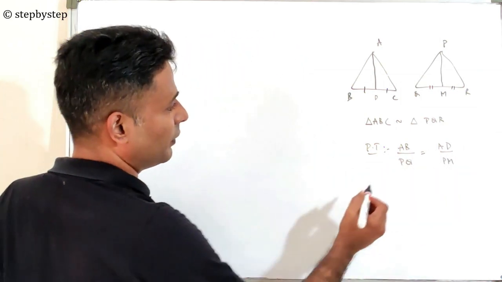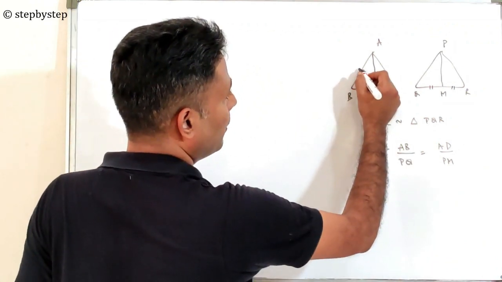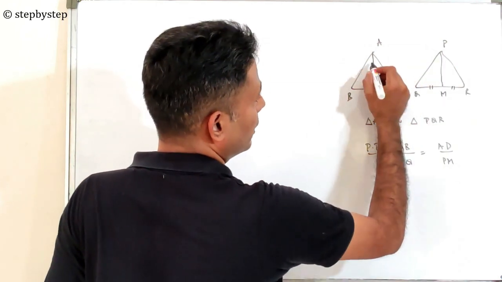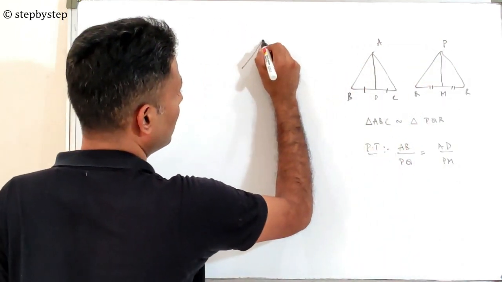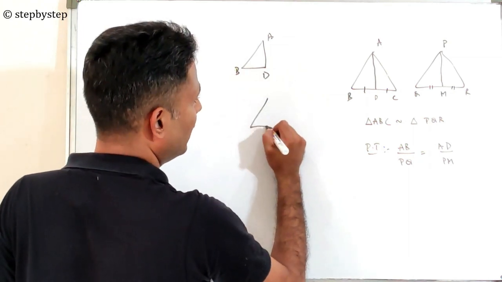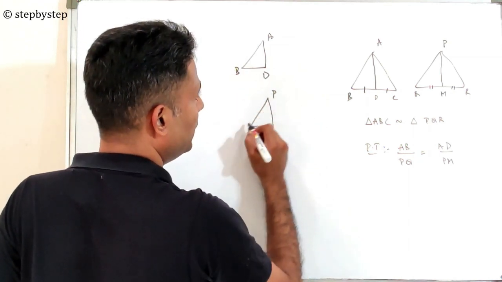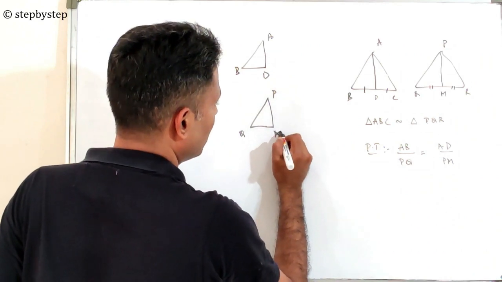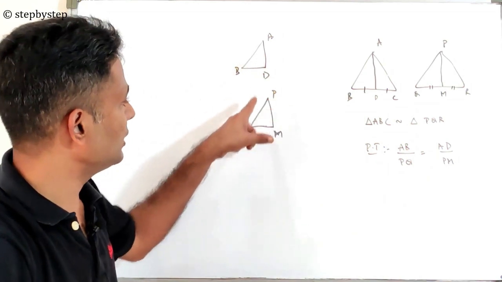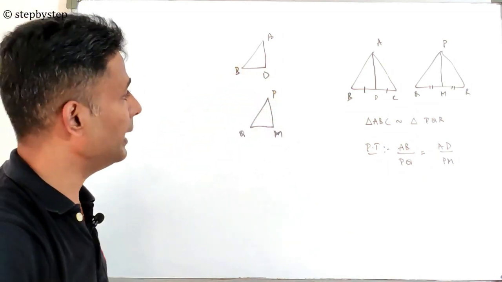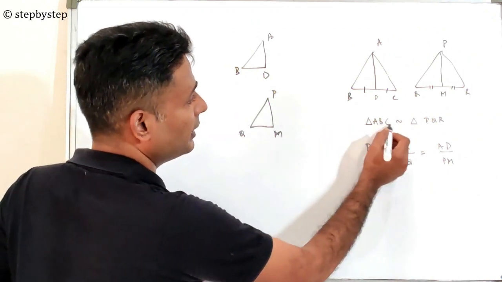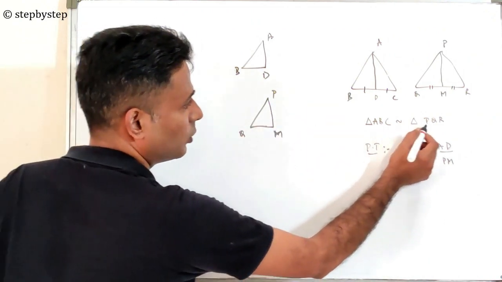So which two triangles do we have to take? AB and PQ and AD and PM. So we have to take triangle ABD and triangle PQM. Now how do we prove these two are similar? If you have to prove this, these two triangles have to be similar, right? Now what has been given? These two are similar. So these two triangles are similar.